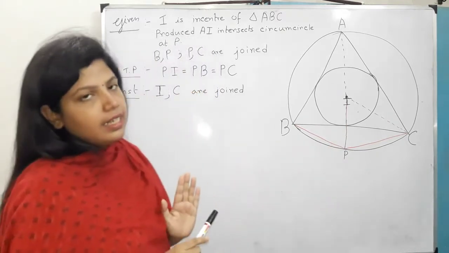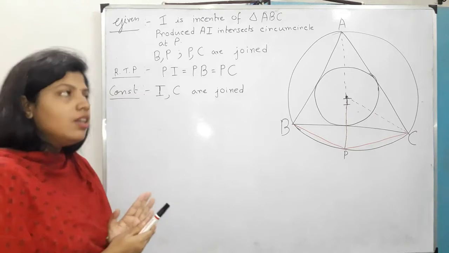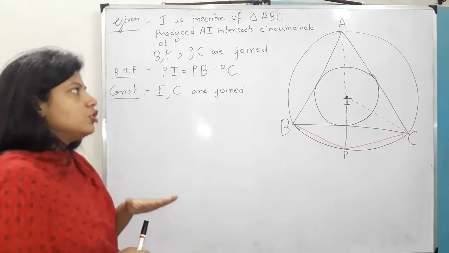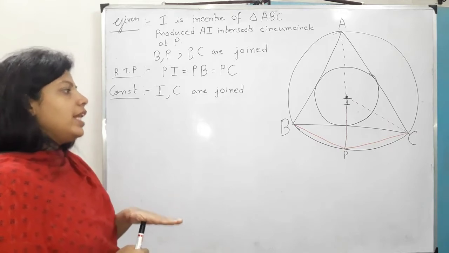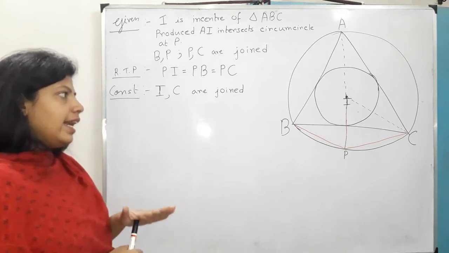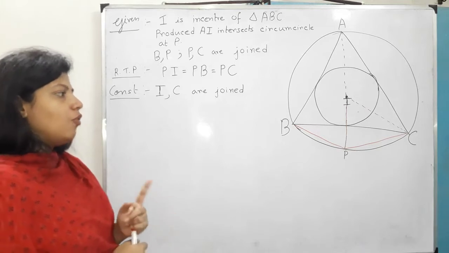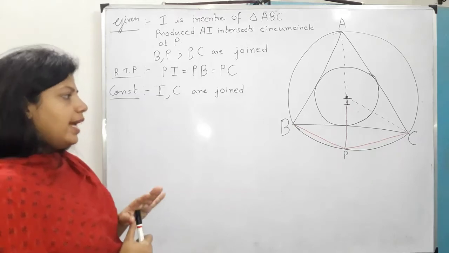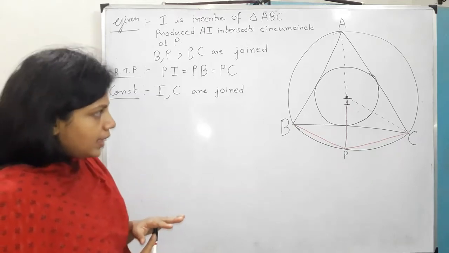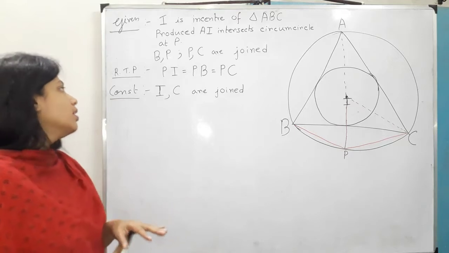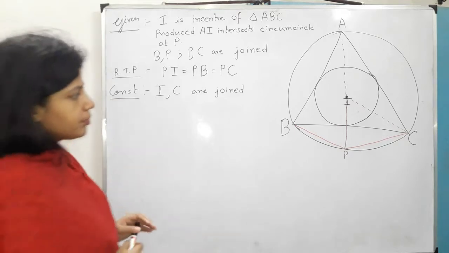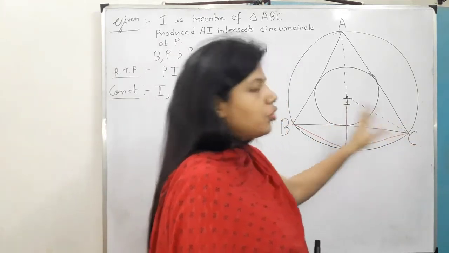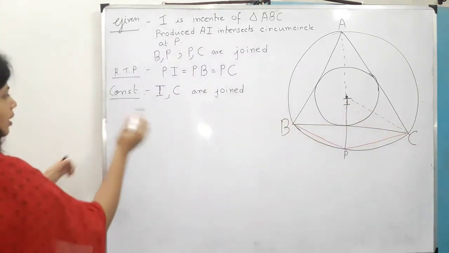Two circles are there, incircle and circumcircle of the triangle ABC. I is the incenter, join AI, and if you extend that, extended AI intersects the circumcircle of triangle ABC at the point P. We have to prove that BP equals PC equals PI. Now, how will I do? One construction is here, I and C both will be joined. Now I will start the proof part.